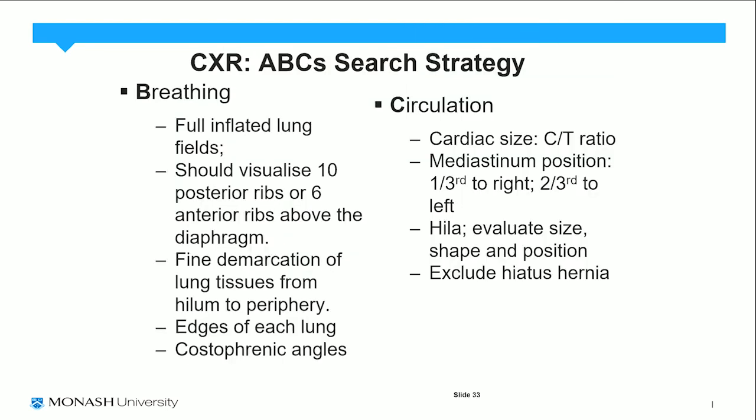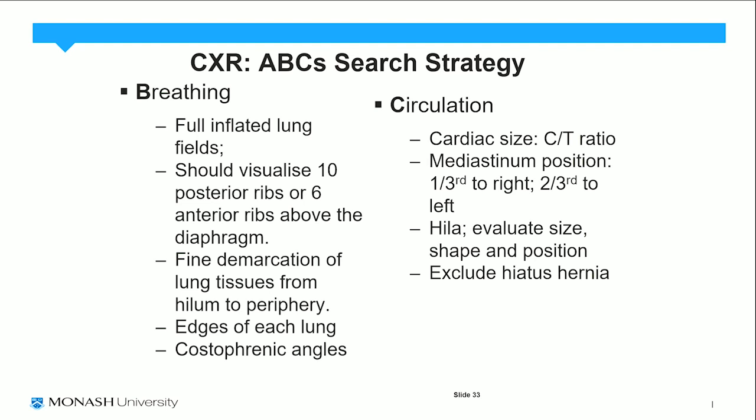Now moving on to B, which is the breathing. So check your ribs to ensure that the lung is fully inflated. You should see at least 10 posterior ribs or 6 anterior ribs above the diaphragm, and look at the demarcation of the lung tissue from the hilum to the periphery. Check the edges of each lung and make sure that you look at the costophrenic angles, that it is nice and sharp and acute. And then moving on to C, which is our circulation.